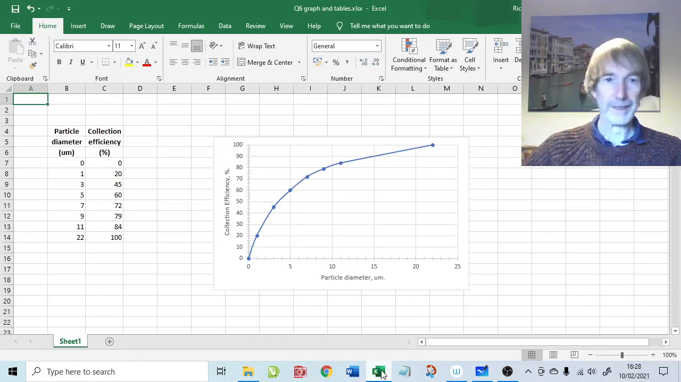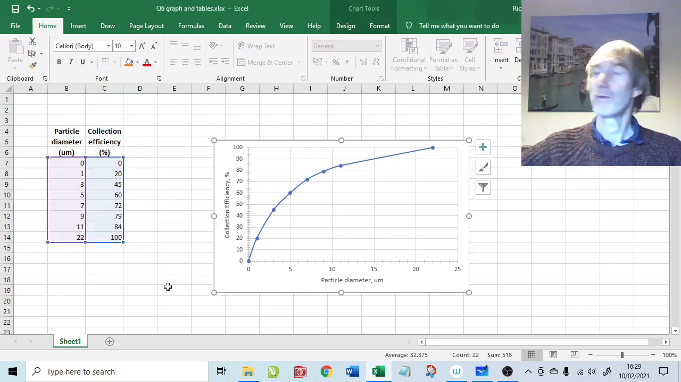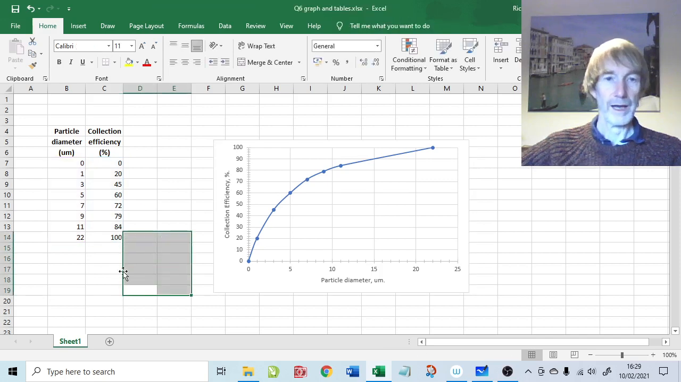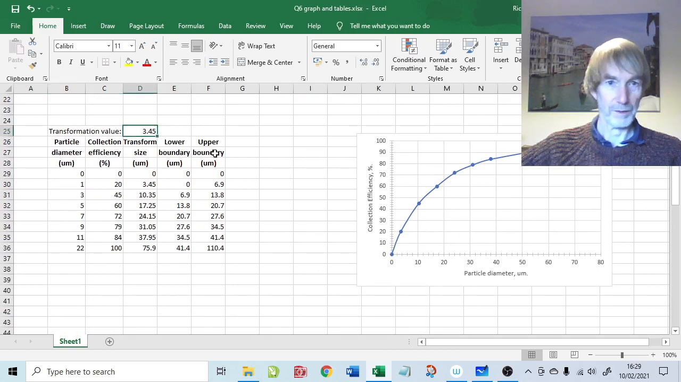So here's the recap of the data. Our original data of particle diameter and collection efficiency. This is the graph that we obtained. So this is Model A system graph. And we then converted that using this transform value 3.45, which is just here. These are the transformed sizes: 3.45, 10.35 in fact, 17.25. You can read the rest of them down here. So this is just multiplying our column B just here by 3.45.